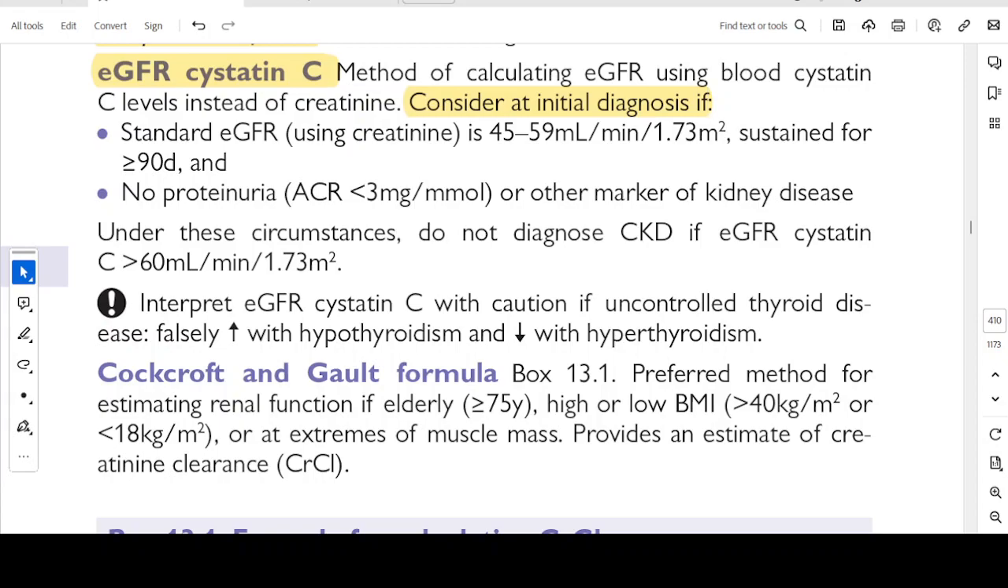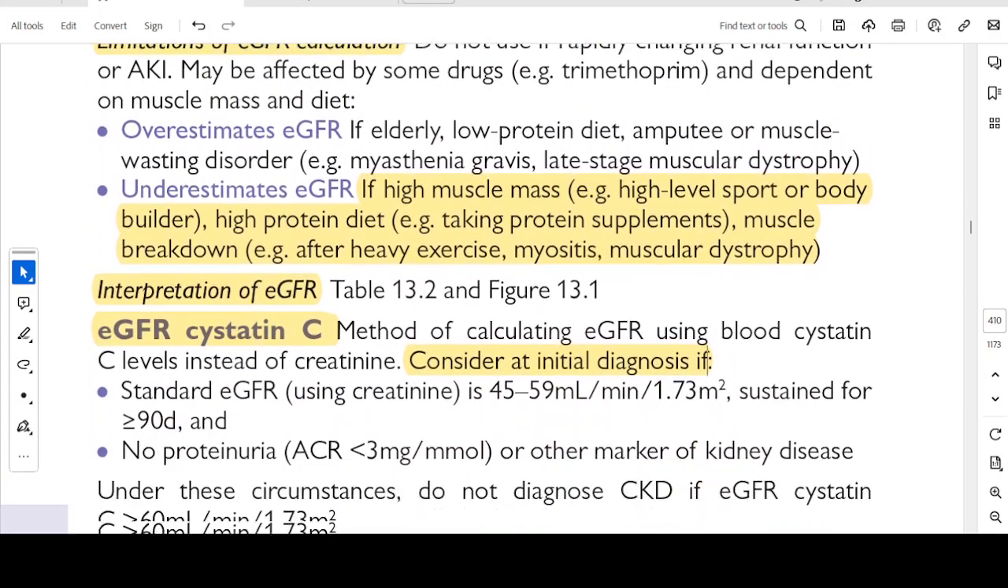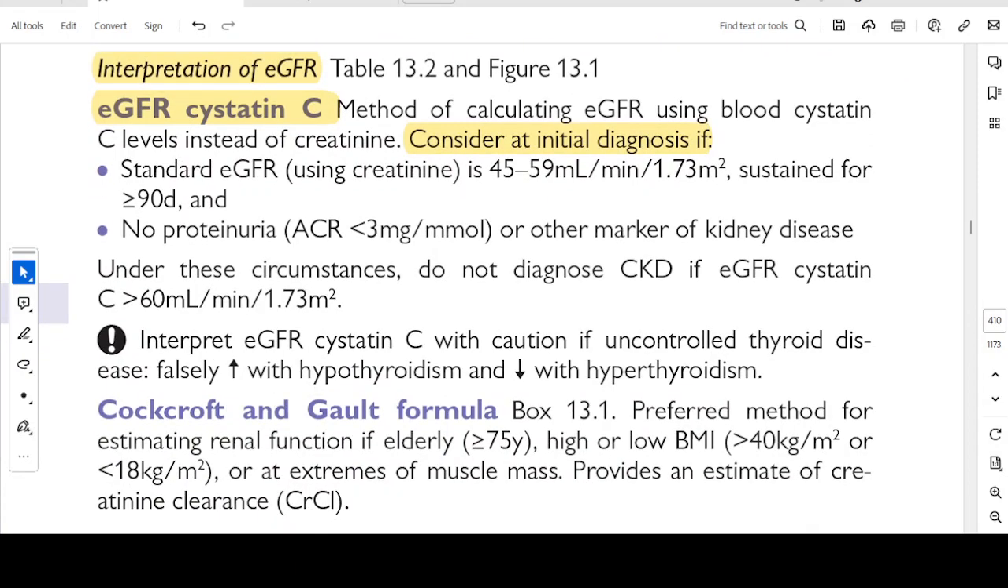So at the initial diagnosis of chronic kidney disease, if you used the CKD-EPI formula for measurement of eGFR and you have found it between 45 and 59, then you can use blood cystatin C levels instead of creatinine for eGFR. And then, is this standard GFR sustained for more than 90 days? So after 2 readings of eGFR 45 to 59 with the standard formula, you have to recheck whether the patient really has a reduction in GFR by checking with cystatin C calculation.